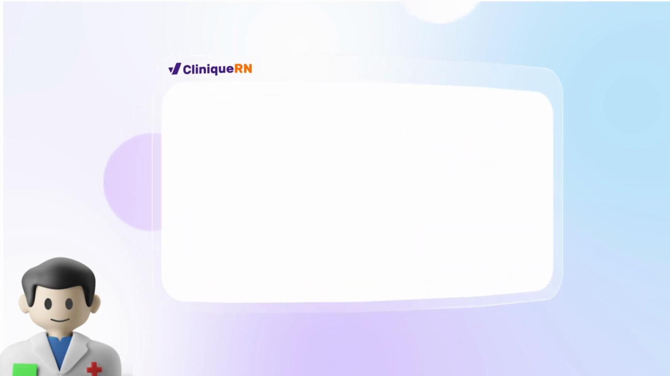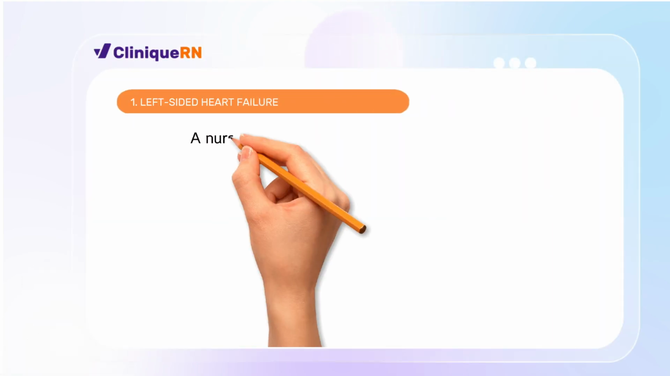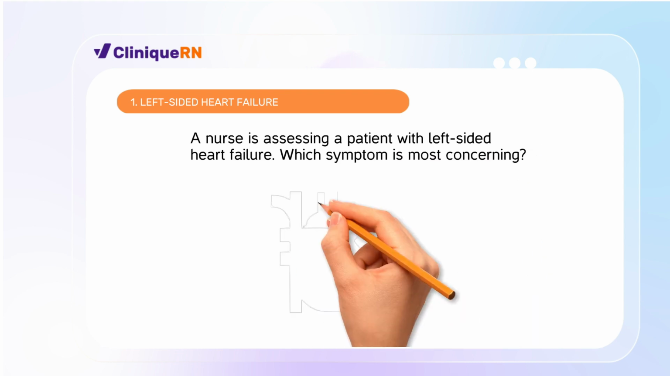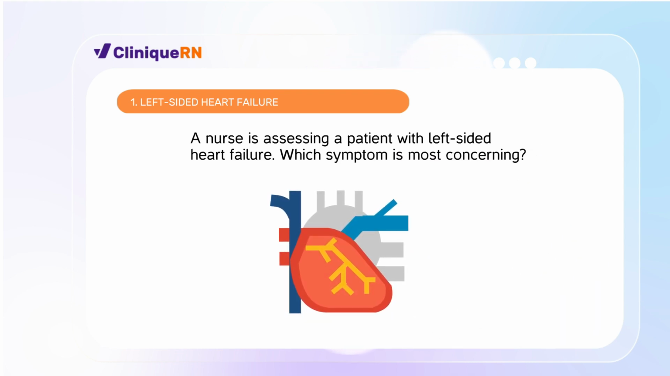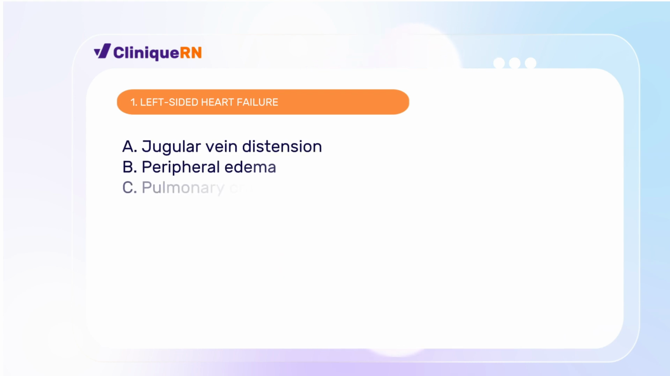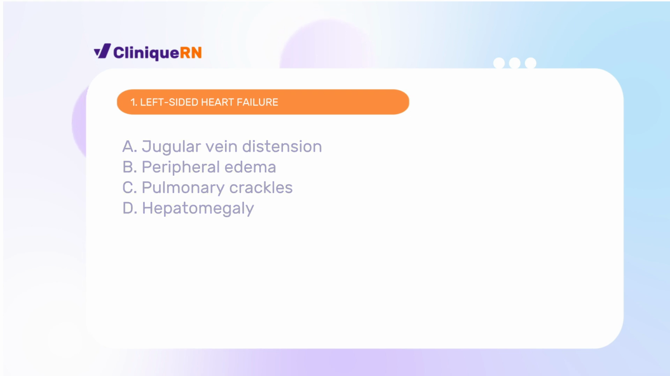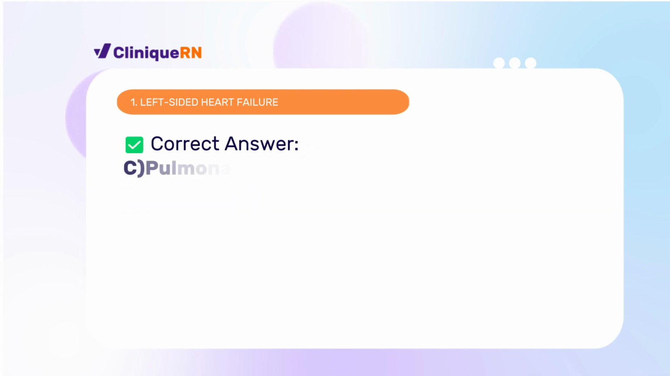1. Left-sided heart failure. A nurse is assessing a patient with left-sided heart failure. Which symptom is most concerning? A. Jugular vein distension. B. Peripheral edema. C. Pulmonary crackles. D. Hepatomegaly. Correct answer: C. Pulmonary crackles. Why?